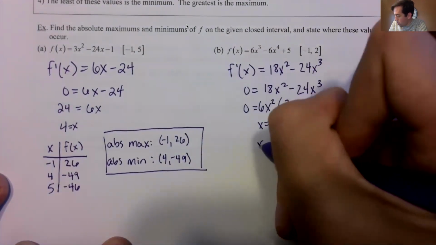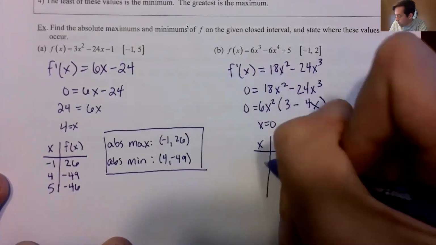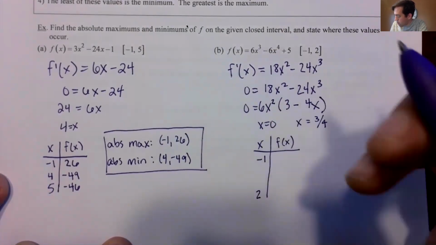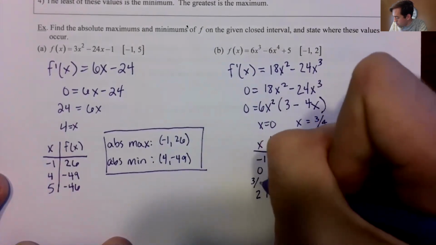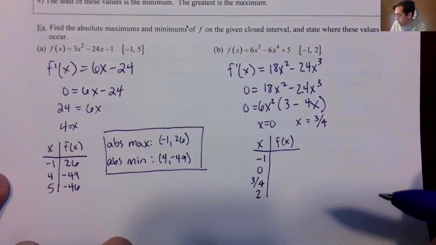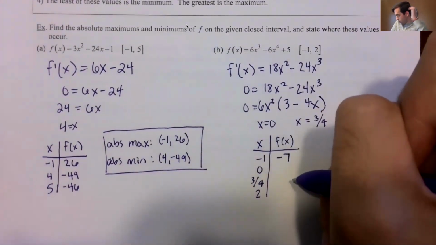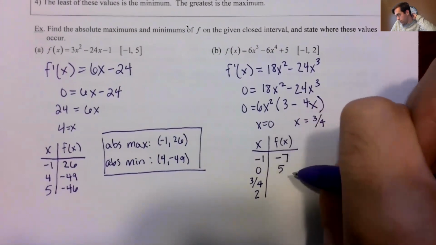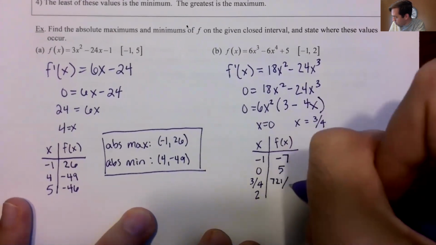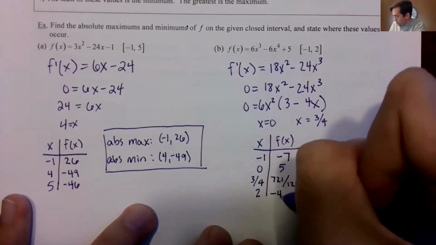So if we make our chart this time, we have a minimum of negative 1, maximum of 2, and in between we have our 0 and our 3/4. So it looks like that. And we're going to plug each one of these into the original function to figure out what the y values are. So if we plug in negative 1, we're going to get negative 7. If we plug in 0, we're going to get 5. If we plug in 3/4, we end up with 721 over 128. And if we plug in 2, we get negative 43.